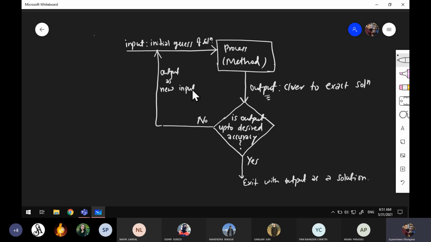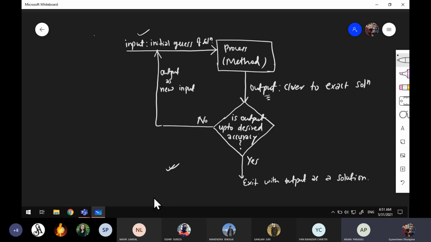In the next step, this particular output becomes the input to the process, and it will again give us another output, and this output will be a bit closer to the exact solution, because initially we are starting from the guess of the final answer. So this kind of problem solving method in numerical methods is called iterative method.